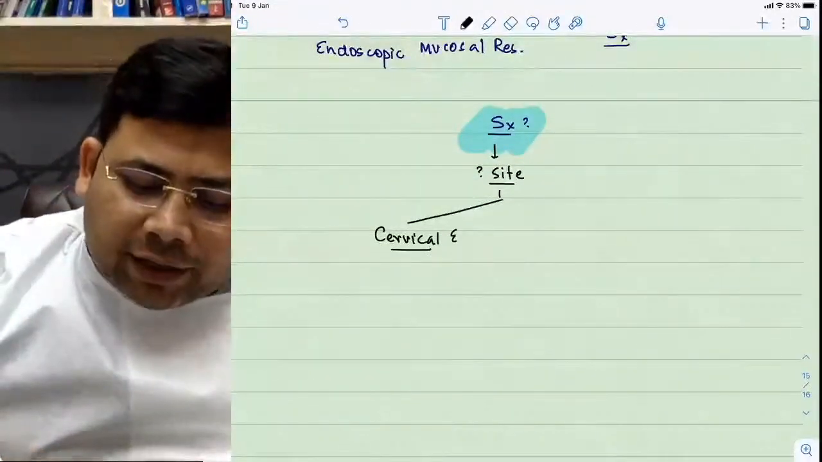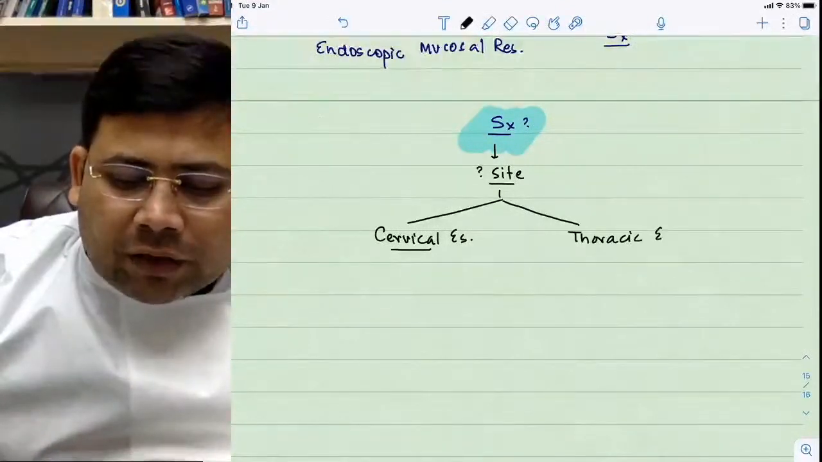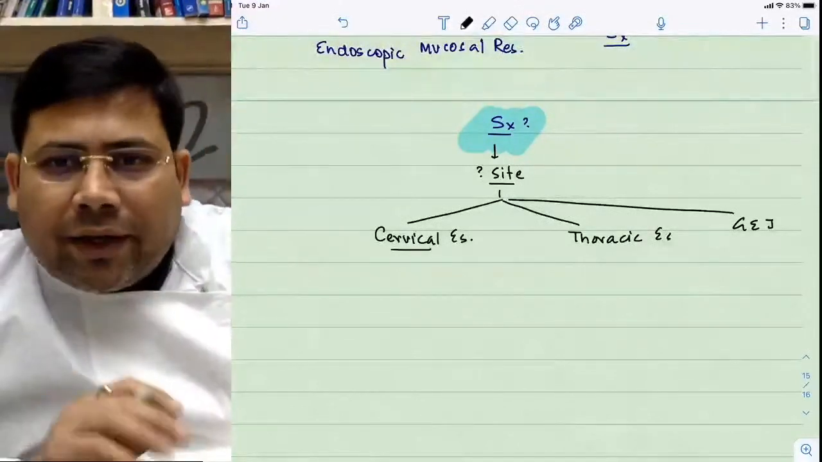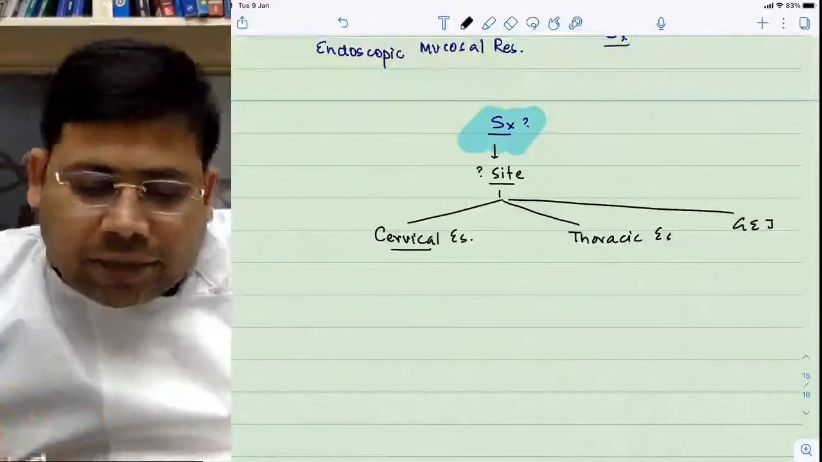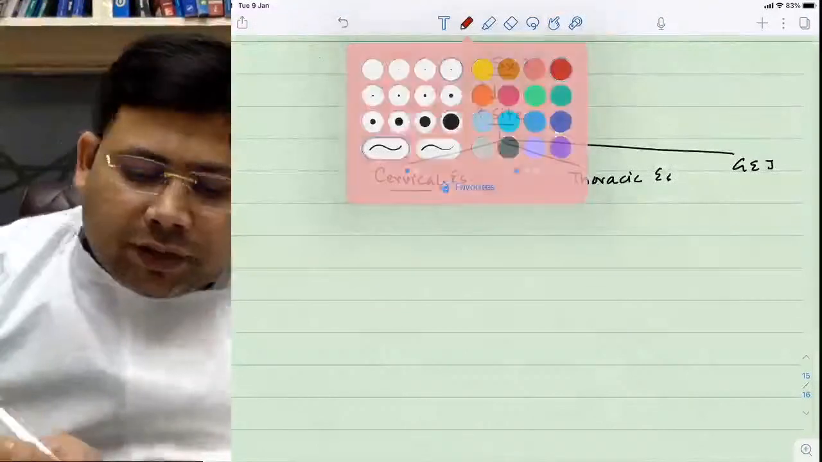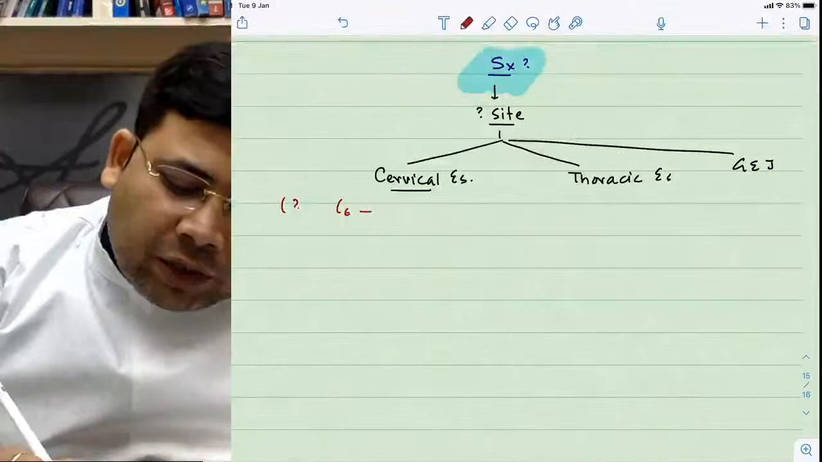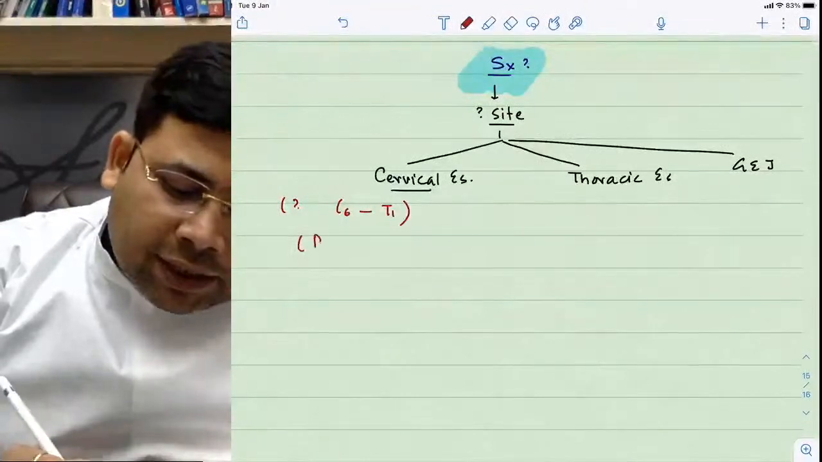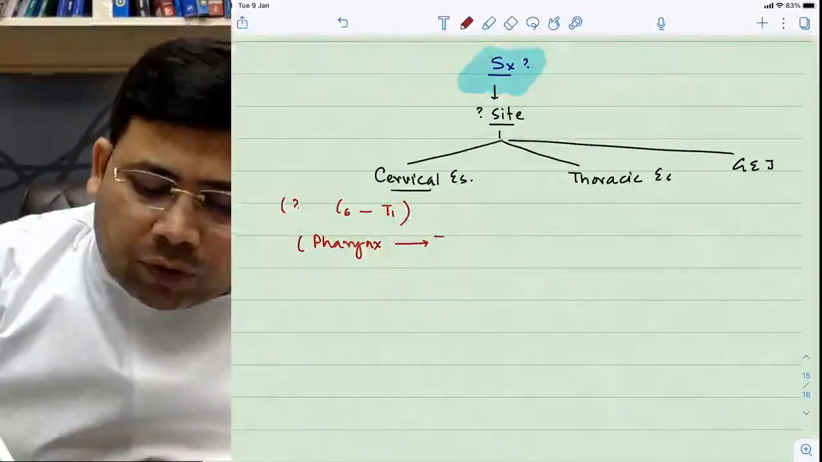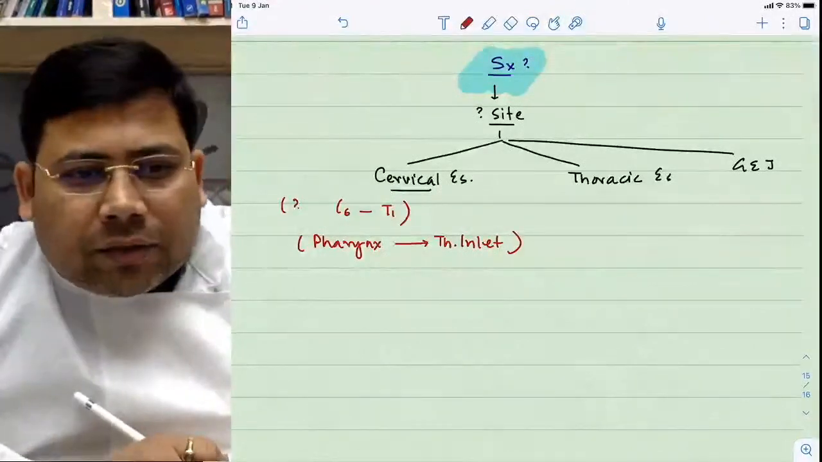So it could be cervical esophagus, thoracic esophagus, or a GE junction tumor. Bhai, yehi do teen site hote hain. Yes or no? If you talk about cervical esophageal cancer, first of all, what do we mean by it? It is C6 to T1, or you can say from the level of the pharynx up to the thoracic inlet. This is what is known as cervical esophagus.